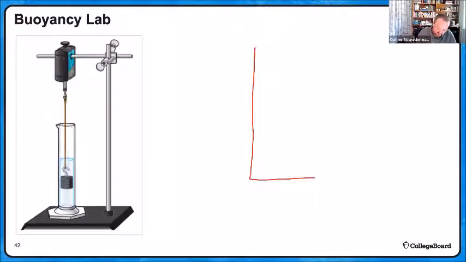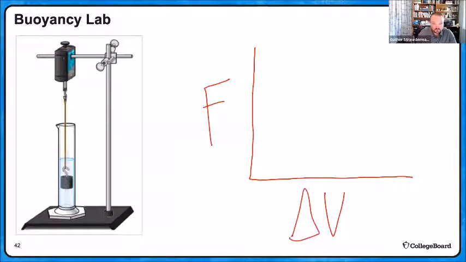And plot a force. Depends on what you want to do. You've got some options here. One option is to plot the spring scale reading versus the volume, the change in volume, or the volume displaced. Is this showing up, y'all, the writing I'm doing? Oh, thank goodness.